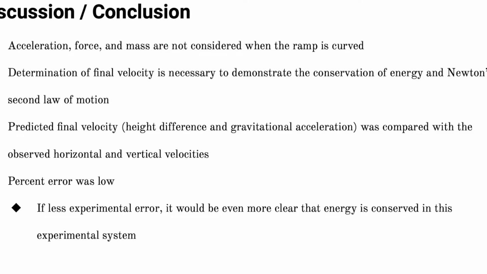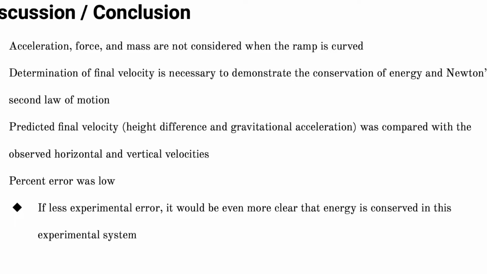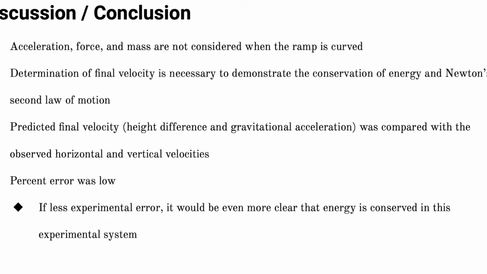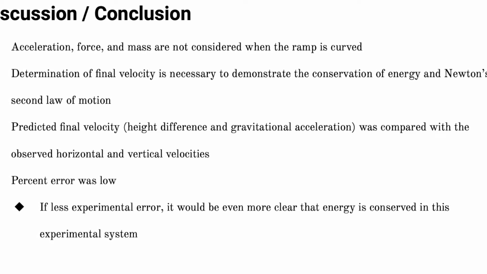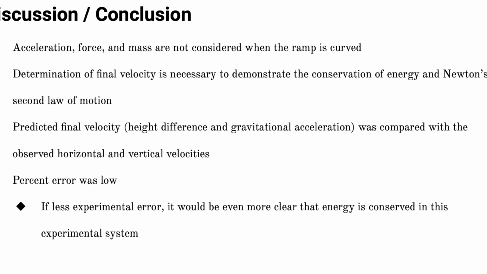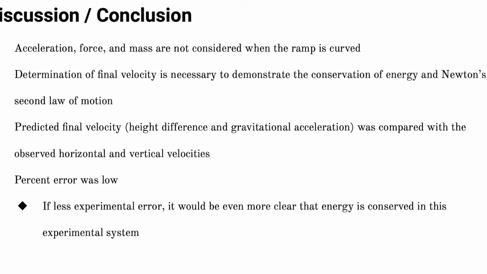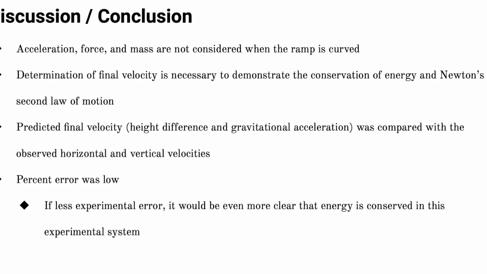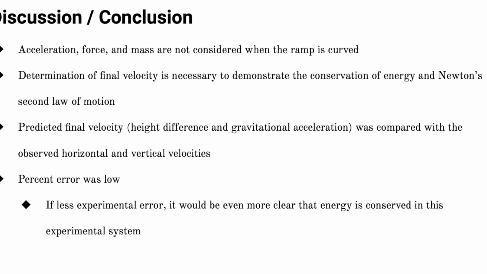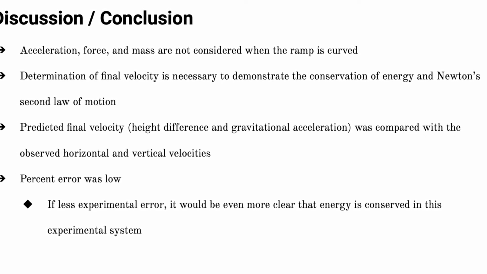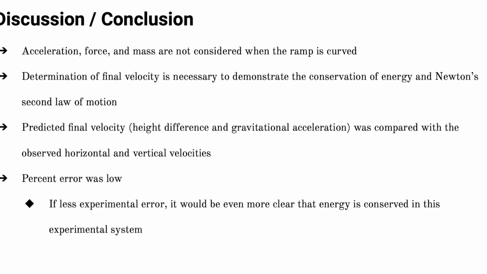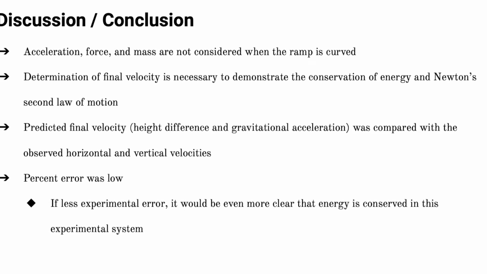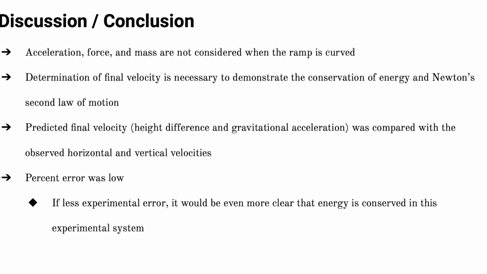In conclusion, this experiment revealed that acceleration, force, and mass are not considered when an object is moving down a curved ramp. Instead, the final velocities of the object must be determined in the context of the conservation of energy, in which the initial and final potential and kinetic energies are equal to each other. Even though our hypothesis assumed that mass had an influence on the acceleration of the objects and the force required to move the object, the formula used to calculate the final velocity excluded the object's mass.